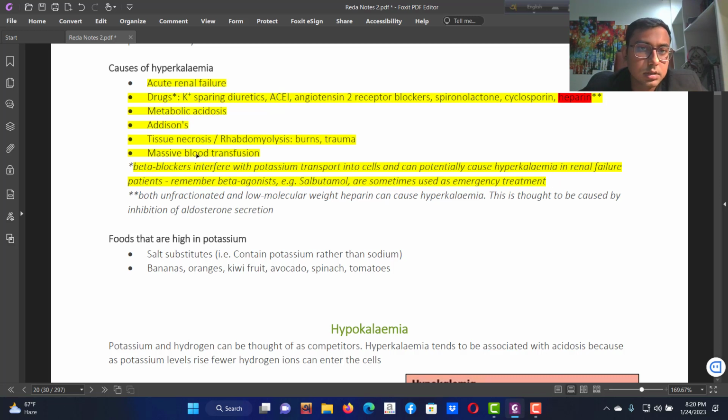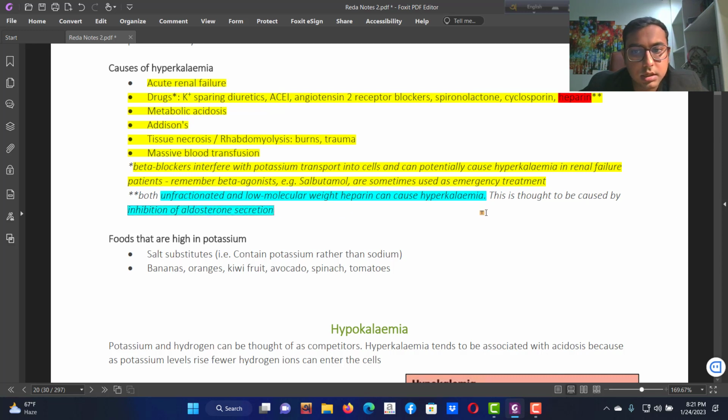So beta agonists increase potassium going into the cell. That's why salbutamol is used as a hyperkalemia treatment. Okay, so both unfractionated and low molecular weight heparin can also cause hyperkalemia. You must remember that.